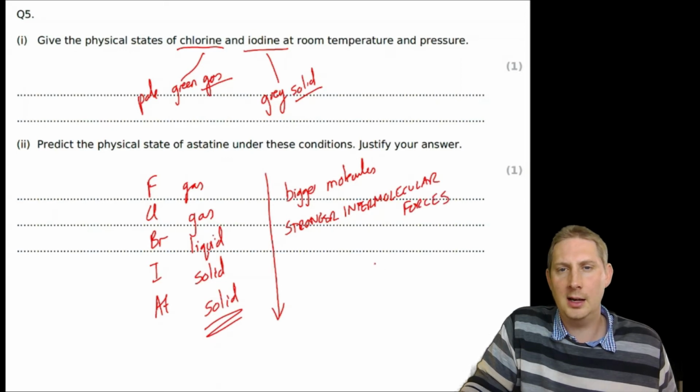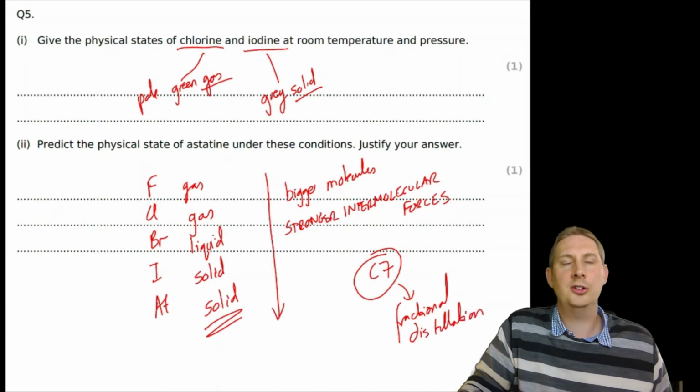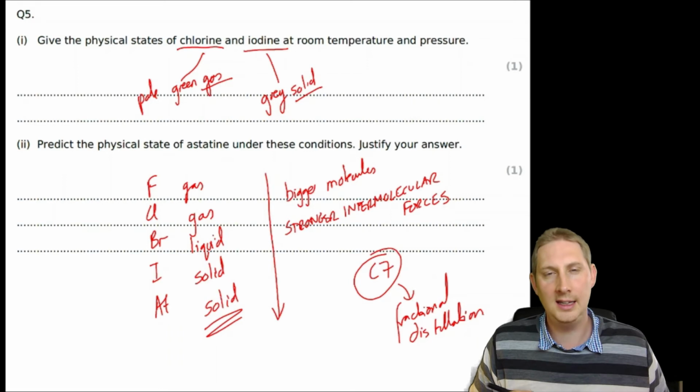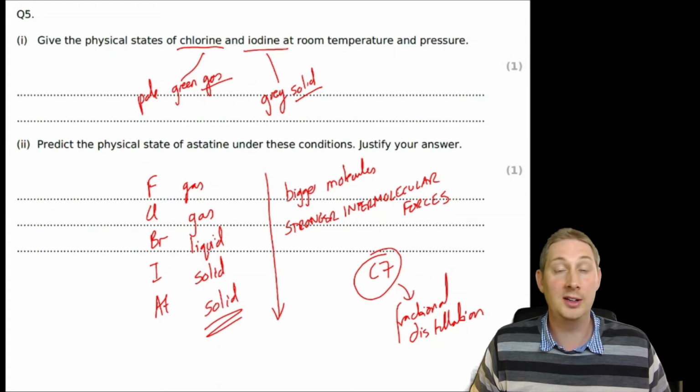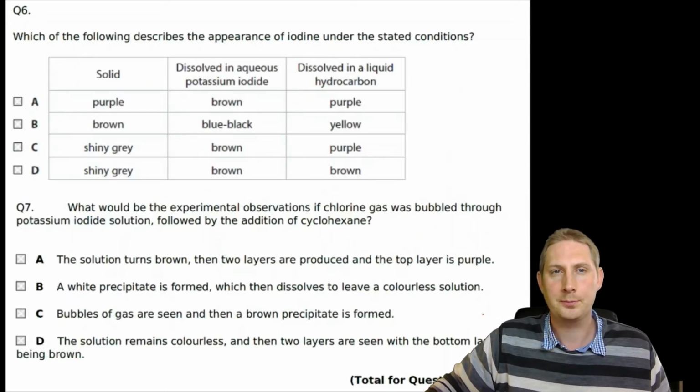And that idea comes from C7 if you did AQA, with the idea of fractional distillation. So lots of these different ideas that you saw in very different topics at GCSE are actually merged together at A-level, and justifying your answer there possibly requires knowledge of C7 to explain that.